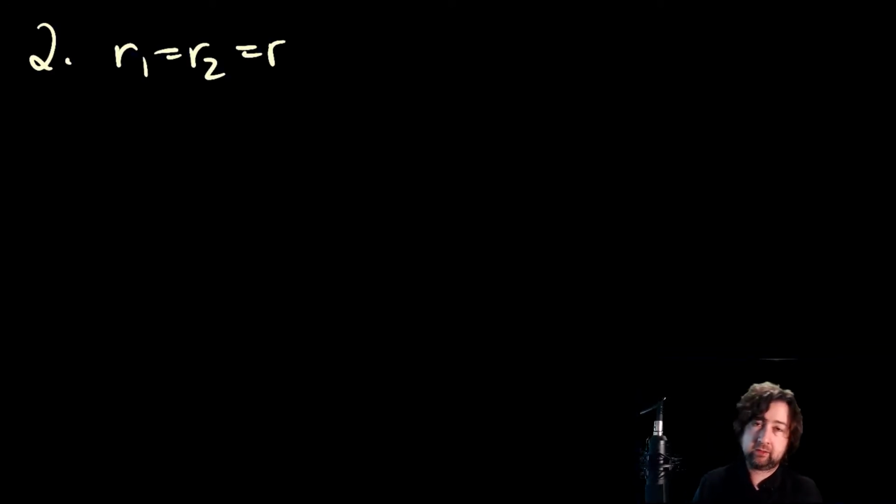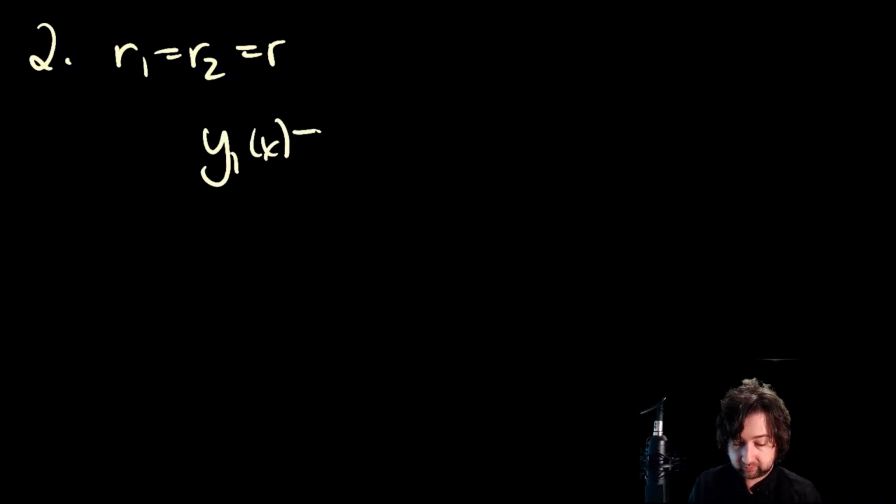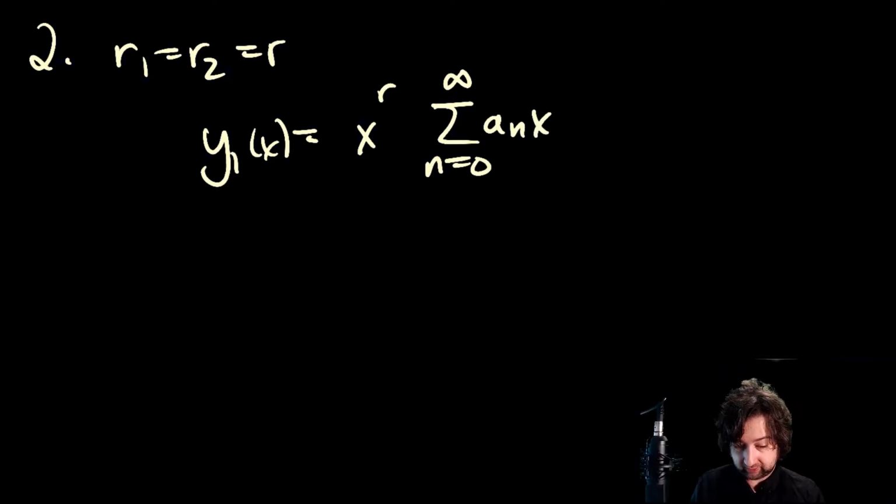Second case, R1 and R2 coincide. In this case, we're going to run into the problem that we ran into when we did linear differential equations with constant coefficients and we had repeated roots in the characteristic equation, which is that I can't write down the same solution twice and get a linearly independent set. So it's still the case that y1 of x is equal to x to the r times the sum from n equals 0 to infinity of an x to the n.